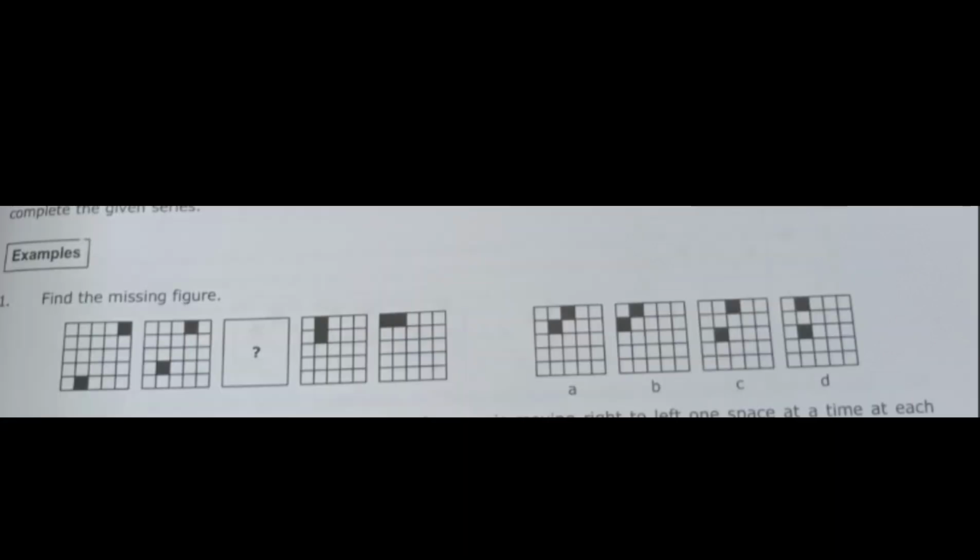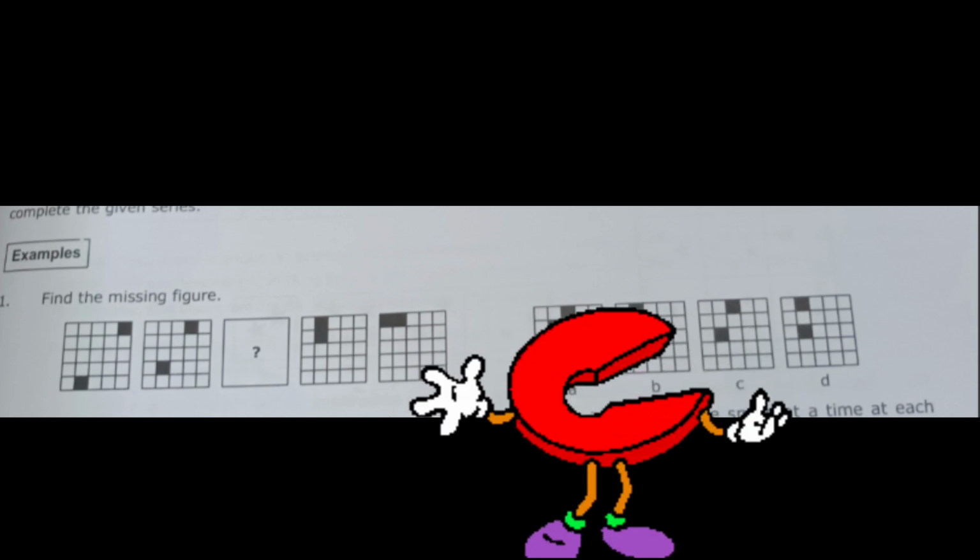Is this the missing figure? No. If we see option B, this is also not the missing figure. Now let's see option C. Yes, this one shows the other black square moving from bottom to top in the correct manner, and from the side it is also moving in the correct way. So option C, in the third position, is the correct option.